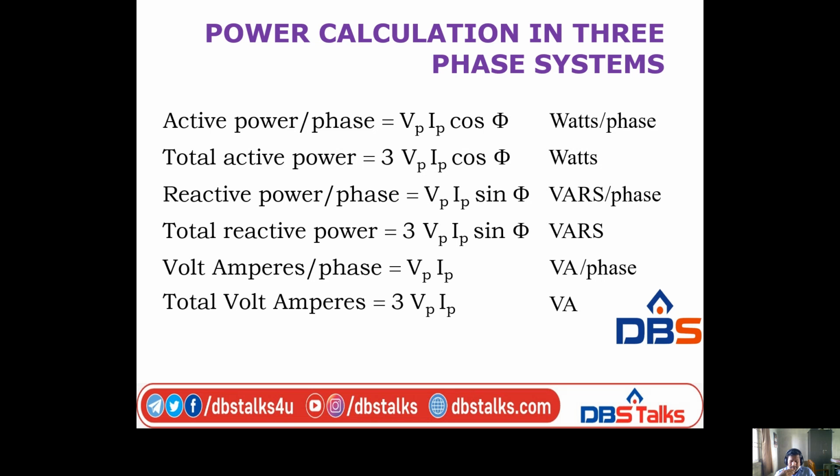In order to measure the power in a three-phase circuit, we employ one wattmeter in each phase, and the sum of the three wattmeter readings will give the total power. We have three phases, R phase, Y phase, B phase. For each phase we connect one wattmeter, and the total power is equal to the sum of these three wattmeter readings.